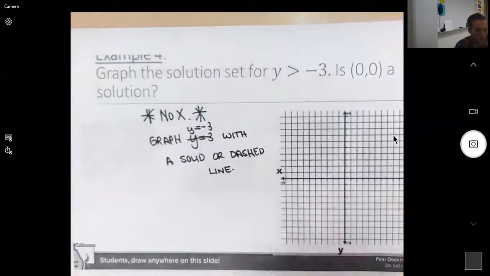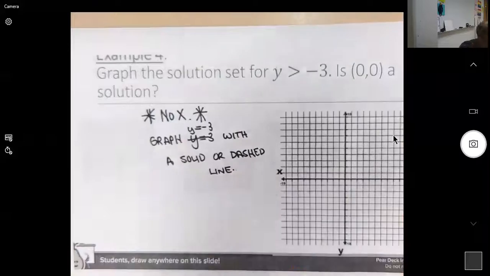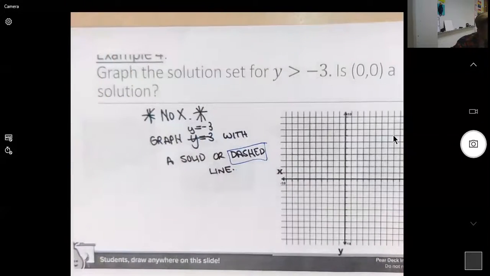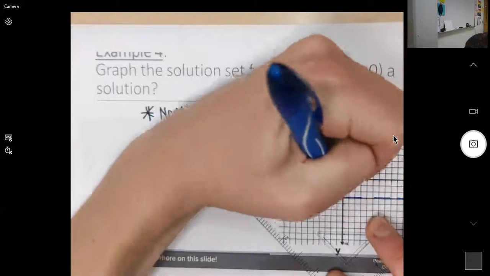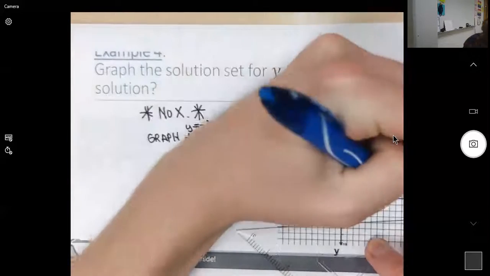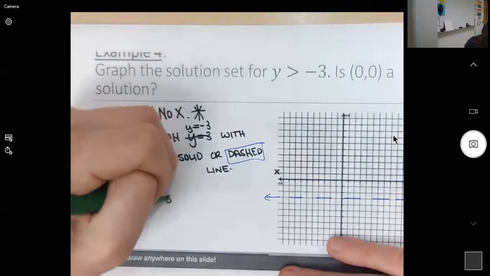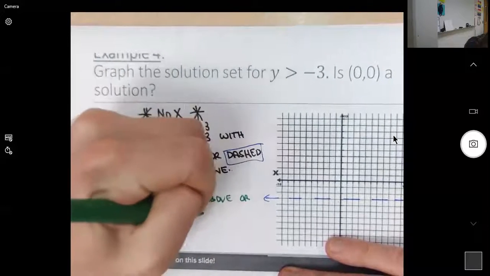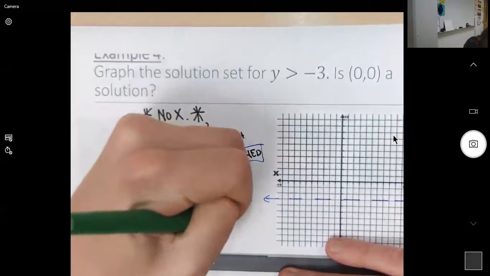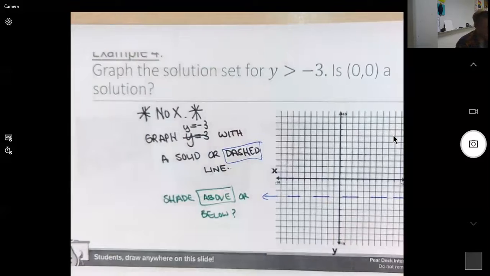Since we're looking at y is greater than -3, I need to figure out how I'm going to graph y equals -3, either with a solid or dashed line. Well, this, of course, if you've been paying attention to the previous videos, will be dashed. So I'm going to graph y equals -3 as a dashed line. And then you can think about this the same way, right? The question is, do we shade above or below? And this one's going to be pretty straightforward because it's y is greater than, right? So we're going to shade above the line.